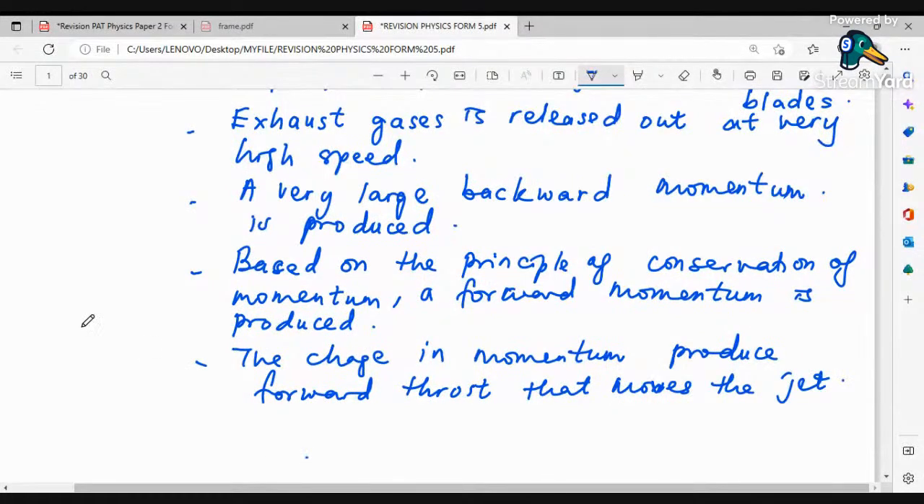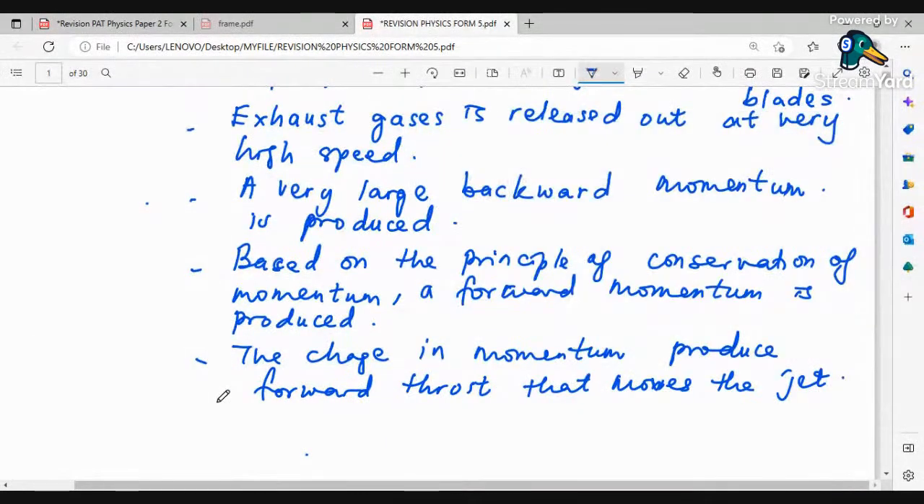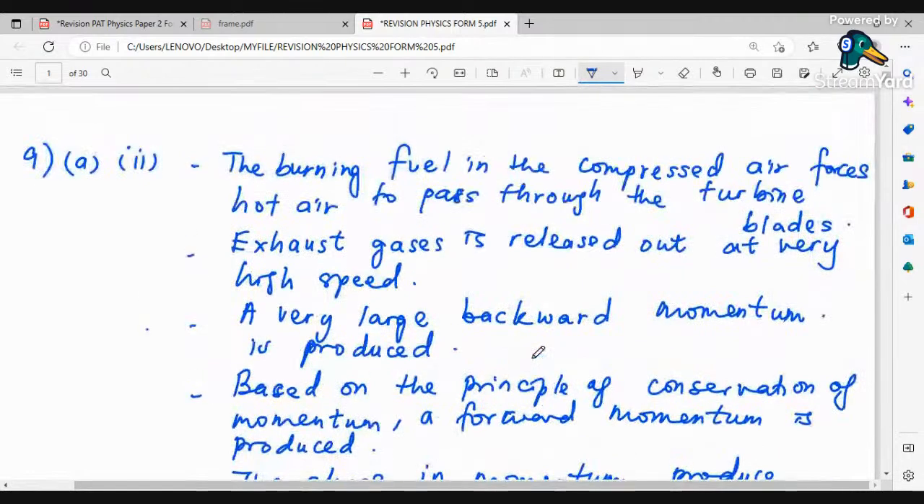So actually the forward thrust, they are the force backward. According to Newton's third law, it also will produce forward thrust, same magnitude, opposite direction. So the forward thrust will cause the engine jet to move forward. Okay, so this is 4 marks. You can write more, no problem, but no need to be too long. Just enough to get 4 marks.